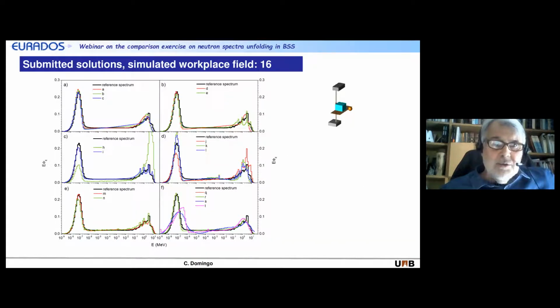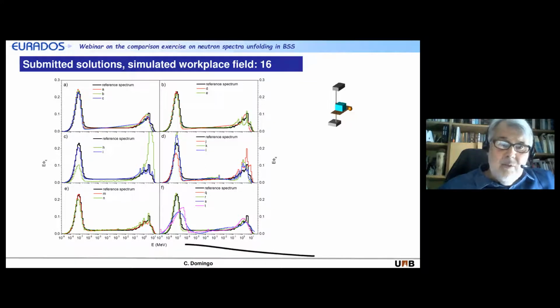So we go to the simulated workplace field, and here we see that again these users here were again out of the reference spectrum. And okay, the other ones, there are some solutions here clearly divergent from the reference one.